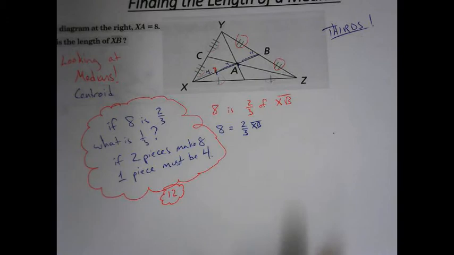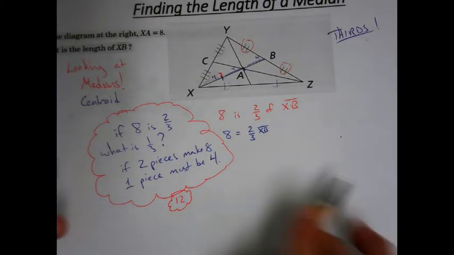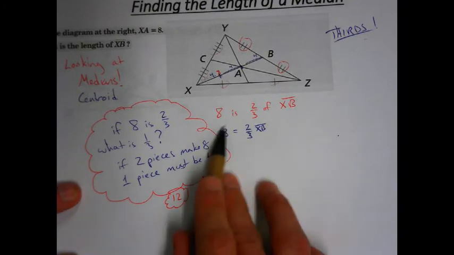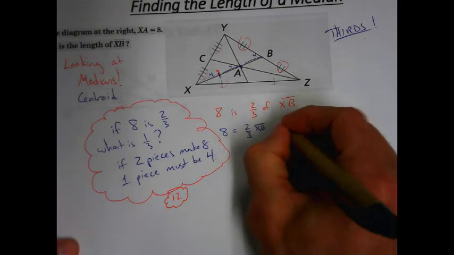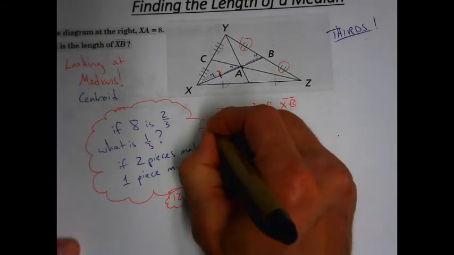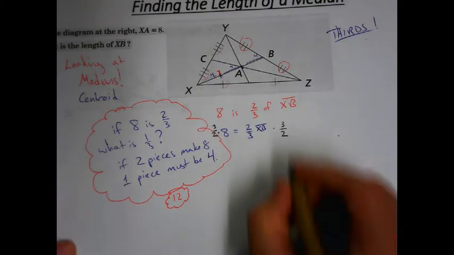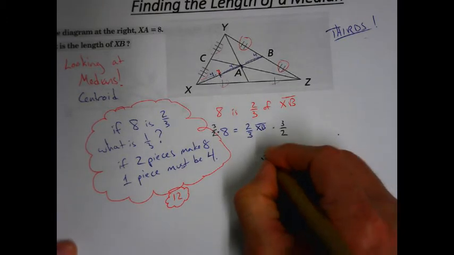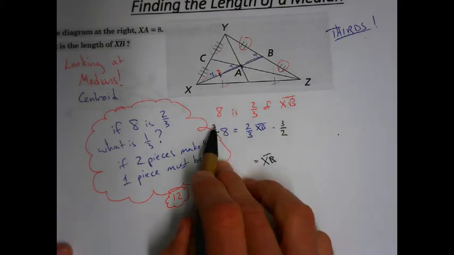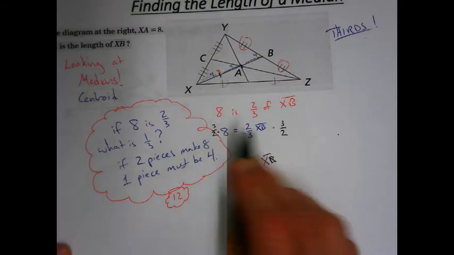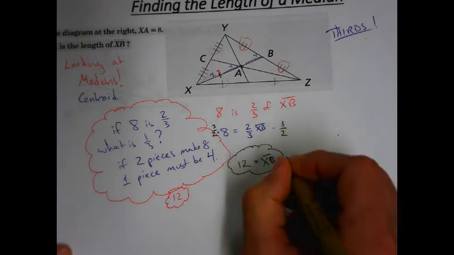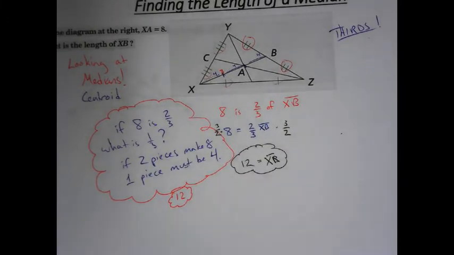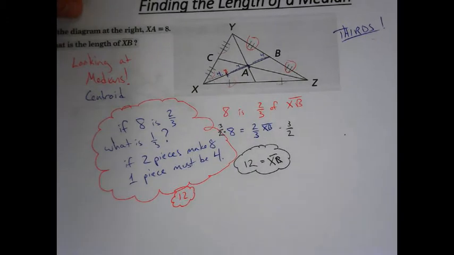Now, can you use algebra? Absolutely. I will never, ever prevent you from using algebra. How do we solve for XB here? Remember the trick. Multiply both sides by the reciprocal. And when you do, XB is going to be 24 divided by 2, or 4 times 3. Either way it's 12. It doesn't matter how you look at it. XB is going to be 12. So when we're dealing with thirds, there's some fun ways to do that.